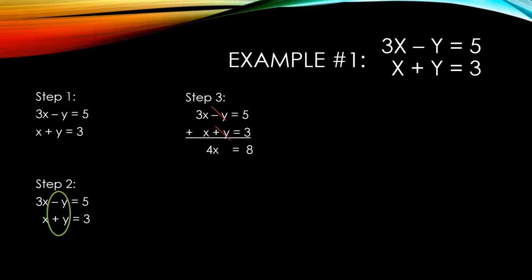Step number 4, now we're just using simple algebra. We're going to divide by the coefficient of x, which is 4. Once we divide that out, we will find the value of x being 2.